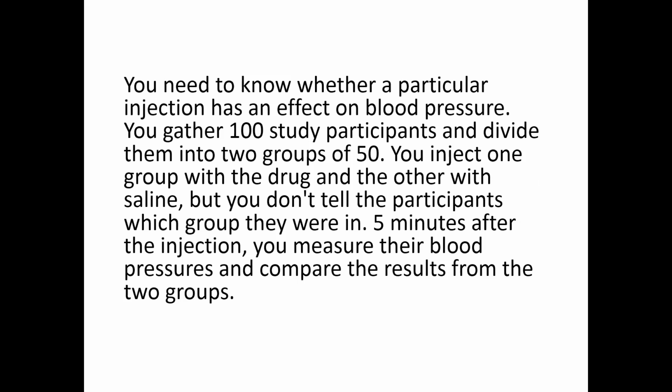All right, the third example here. You want to know whether a particular injection has an effect on blood pressure. You gather 100 study participants and you divide them into two groups of 50. You inject one group with the drug and the other group with saline, right? That's just a placebo, I think, like we talked about way back at the beginning of the course. So that's called blinding, right? Each group won't know whether they're the control group or whether they're the treatment group. And you don't tell the participants which group they're in. And then 5 minutes after the injection, you measure the blood pressures and compare the results from the two groups.